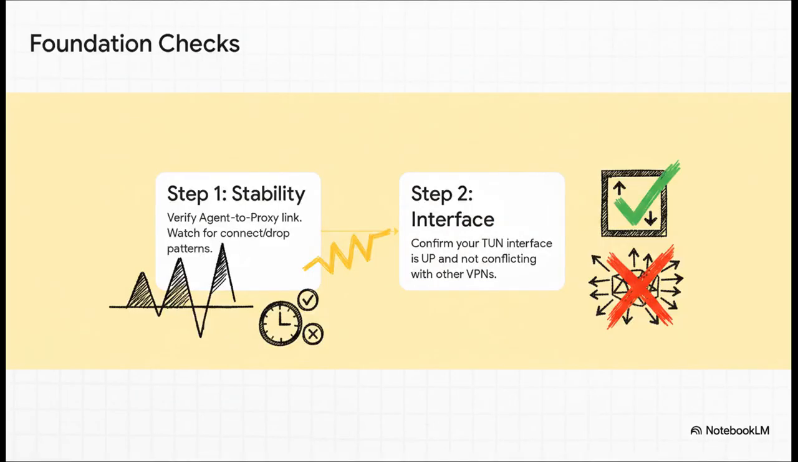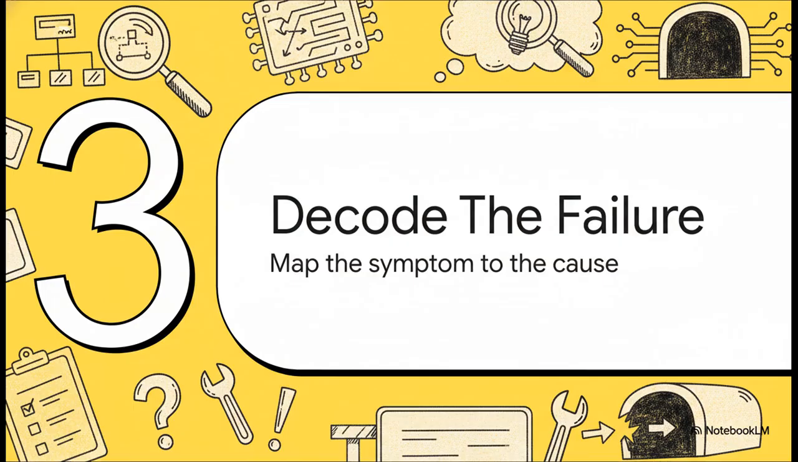So, here are your first two non-negotiable checks. Step 1, is that connection really stable? Don't just trust that one connected message. Watch it for at least 2 or 3 minutes. Is it dropping out and reconnecting every 30 seconds? Log those timestamps. And step 2, check your TUN interface. Is it actually up? And watch out for other VPN clients because they love to silently steal your routes and just ruin your day. Okay, foundation is solid.